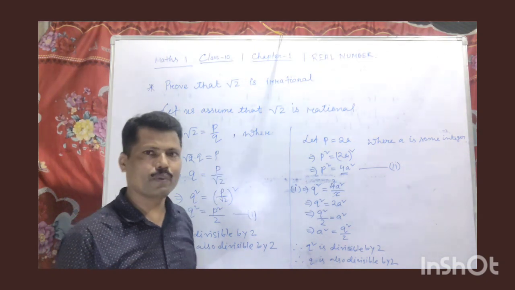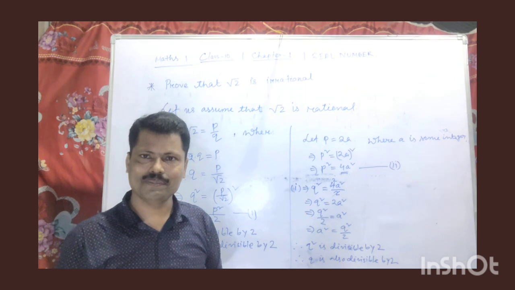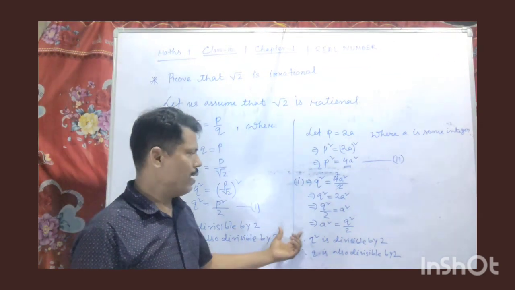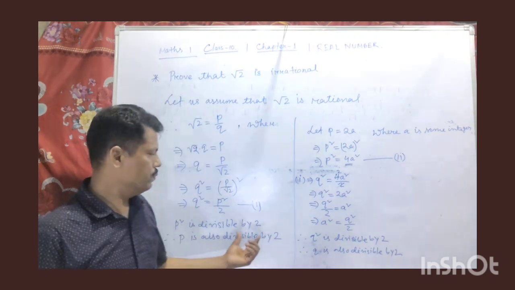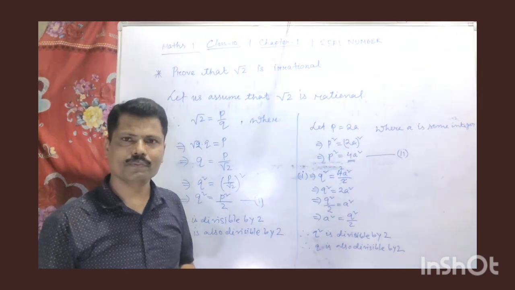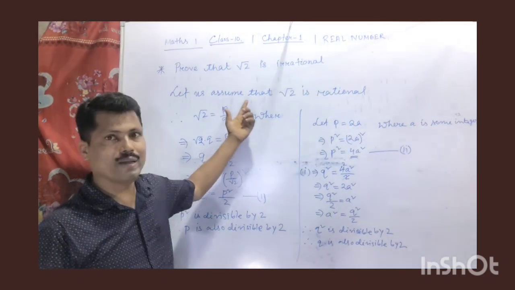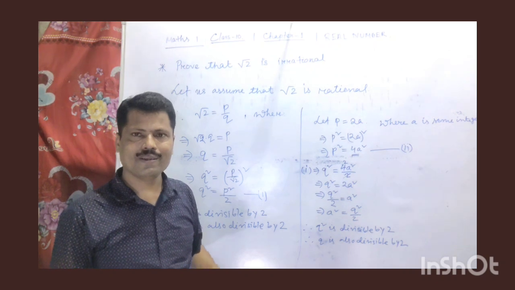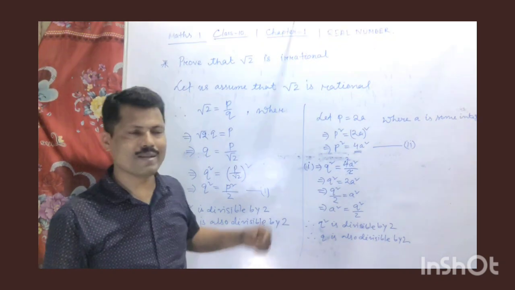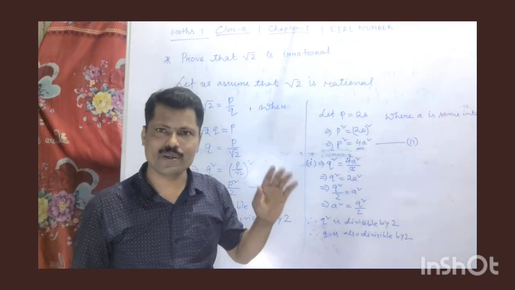So we had assumed that p and q are co-prime, but our assumption is wrong. At the end, we have found that 2 is a common factor of p and q. Therefore, we had assumed that root 2 is rational. This assumption is wrong. That means, oppositely, we can say root 2 is irrational. Not rational means irrational.